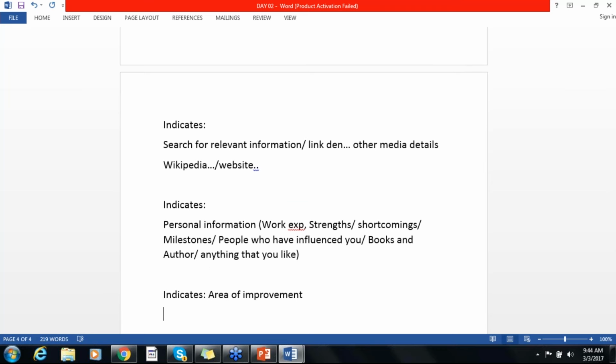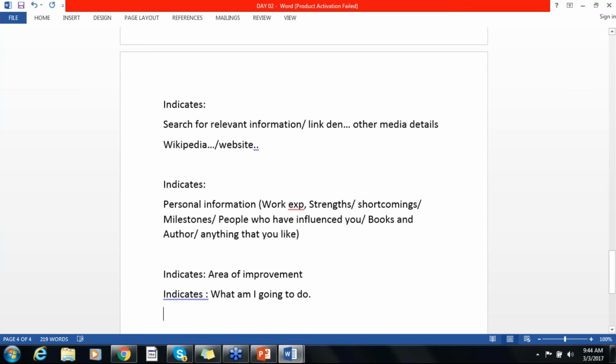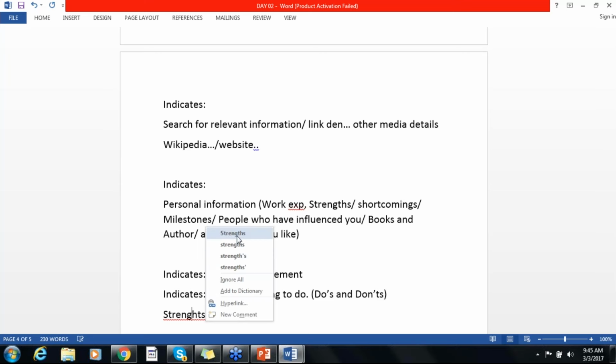And the final part. Finally, but significantly as well, know what to do at an interview. What am I going to do? Here we need to know a few do's and don'ts of interview handling. And we need to know these standard questions about self, strengths, shortcomings.